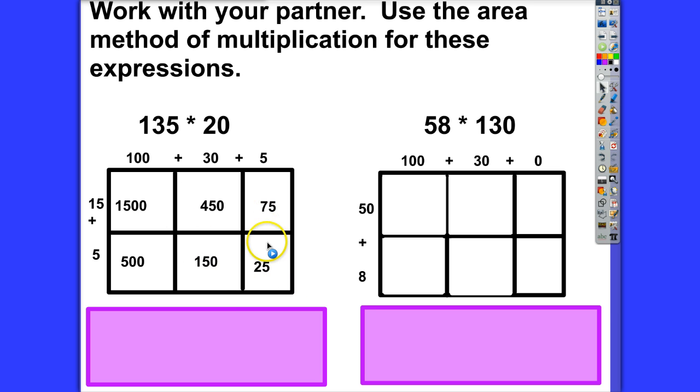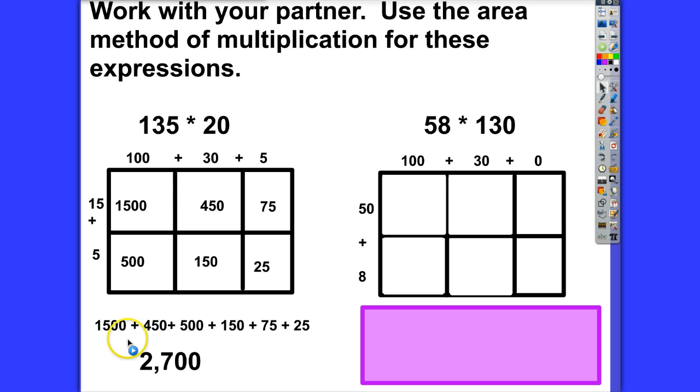Now you have all of these sections of this area model filled in. Now what you're going to do is add them all together, add all of your products together to get the final product of 135 times 20. Well, in this box here, I have all of that done. 1,500 plus 450 plus 500 plus 150 plus 75 plus 25 gives you a total of 2,700.